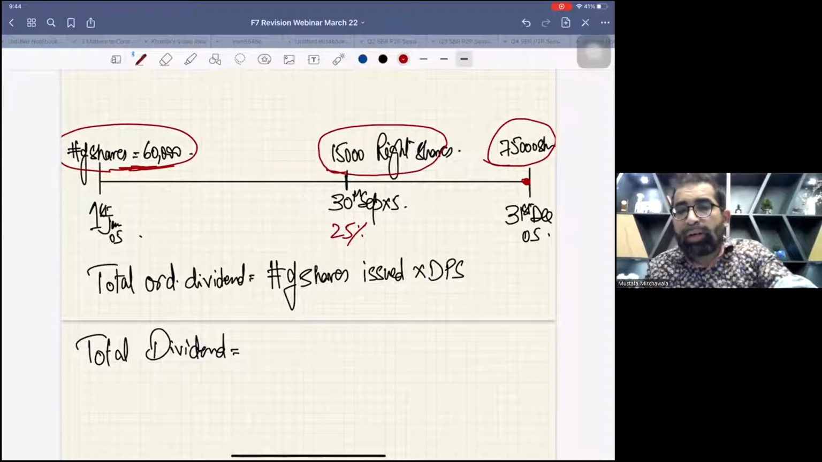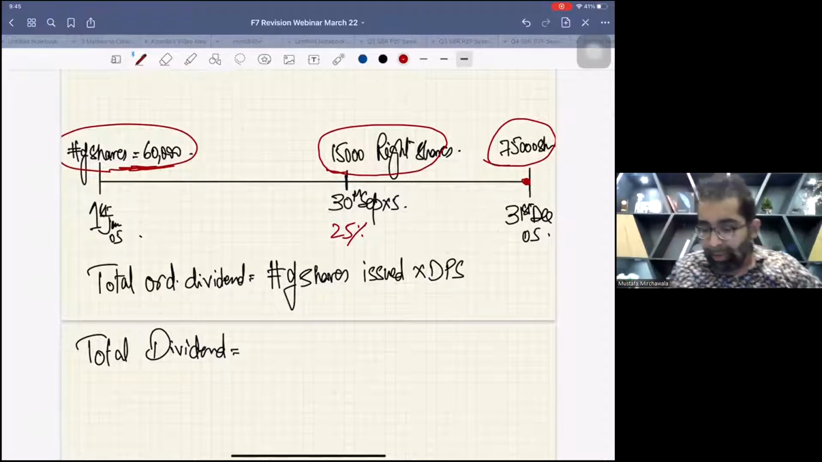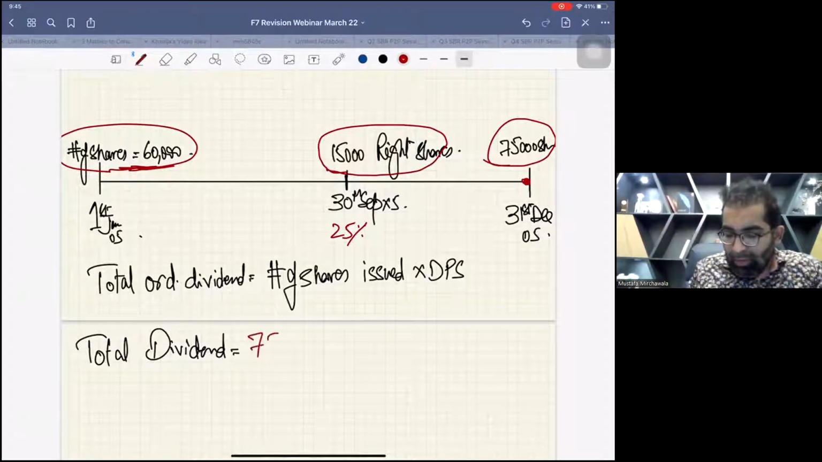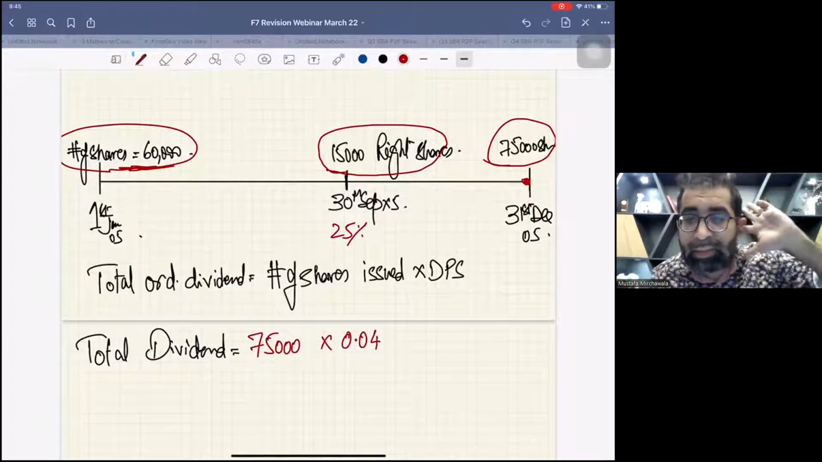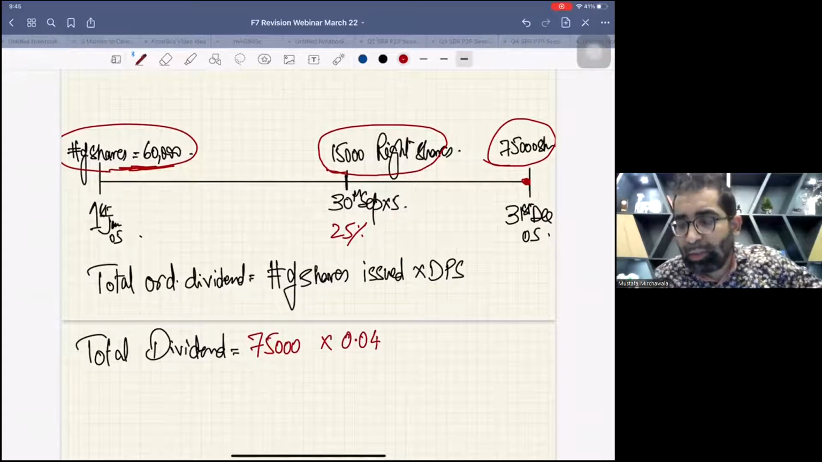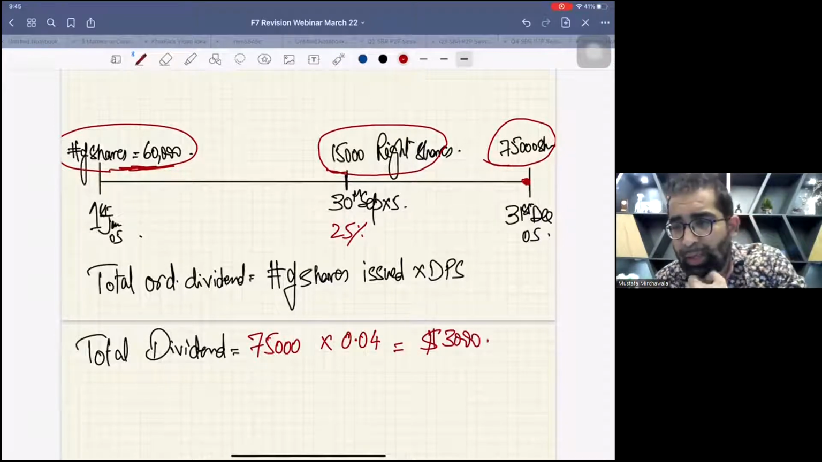Okay. Now, what is the formula of total ordinary dividends? Number of shares issued multiplied by dividend per share, which is 0.04. 4 cents means 0.04. So this makes $3,000 dividend. Okay.